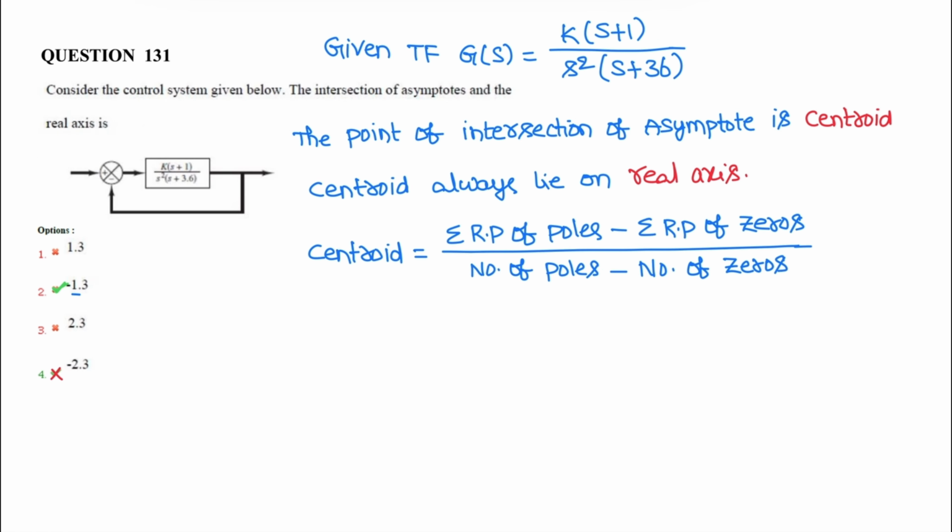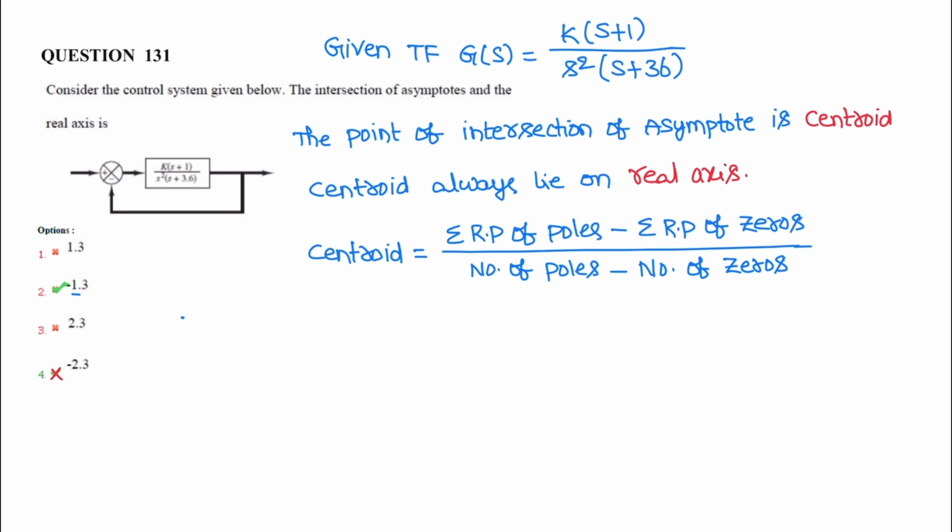Next question. Consider a control system given below. The intersection of asymptotes on the real axis is. So we know that the point of intersection of asymptotes is the centroid, and the centroid always lies on the real axis. To calculate the centroid, sum of real parts of poles minus sum of real parts of zeros divided by number of poles minus number of zeros. In the given transfer function, there are 3 poles and 1 zero.